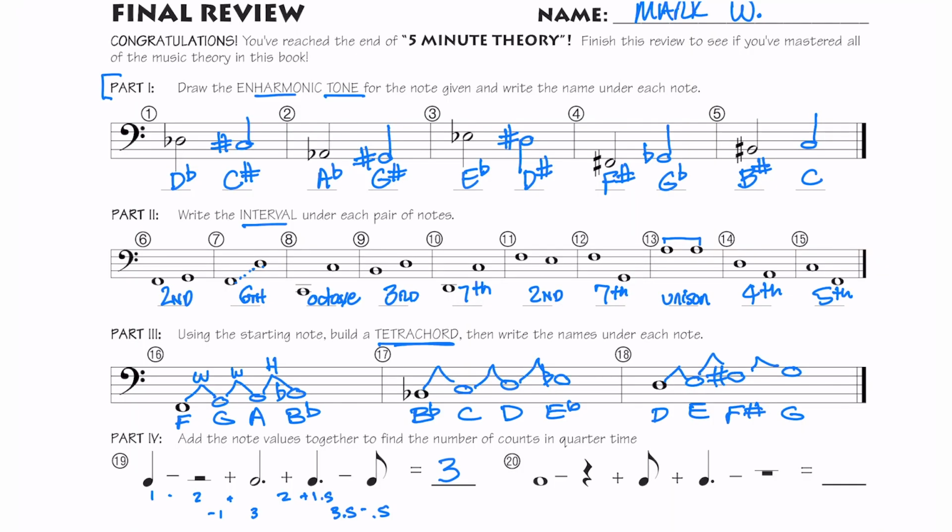All right, number 20. 4 minus 1 is 3. Plus 1/2 is 3.5, right? Plus 1.5 is what? 5 minus 4, that's a whole rest, is 1. So you really have to have your music math skills or your note value skills happening, and being able to add and subtract note values, especially on the halves, becomes a little bit difficult. So if you did that correctly, let's move on to the second half of the final review.